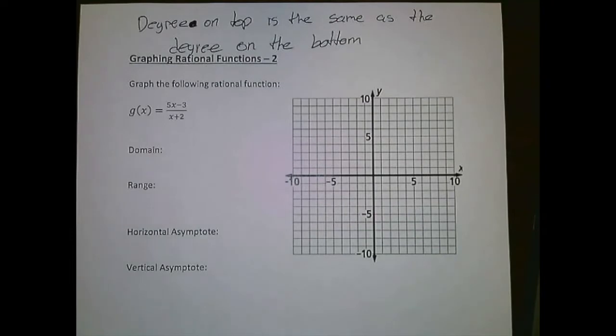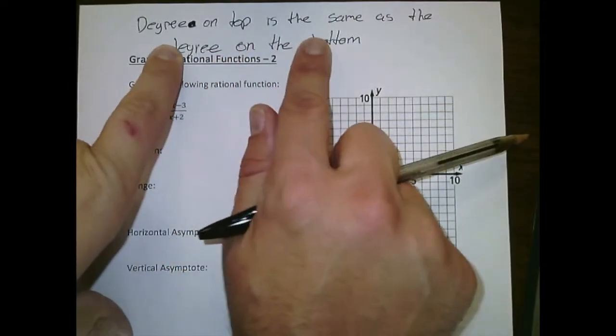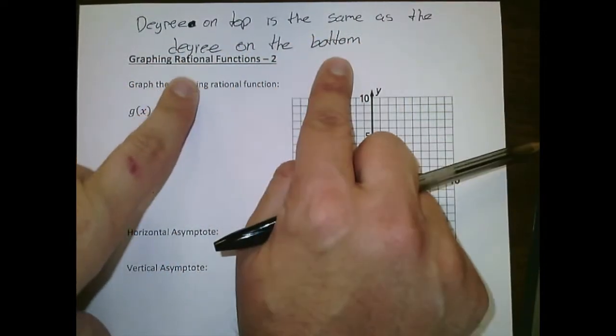Everybody. This is Graphing Rational Functions 2. So this is my second video on graphing rational functions. I'll move a little bit quicker because I talked about the basics in the first video. So in this scenario, what we're looking for is types of rational functions where the degree on the top is the same as the degree on the bottom.